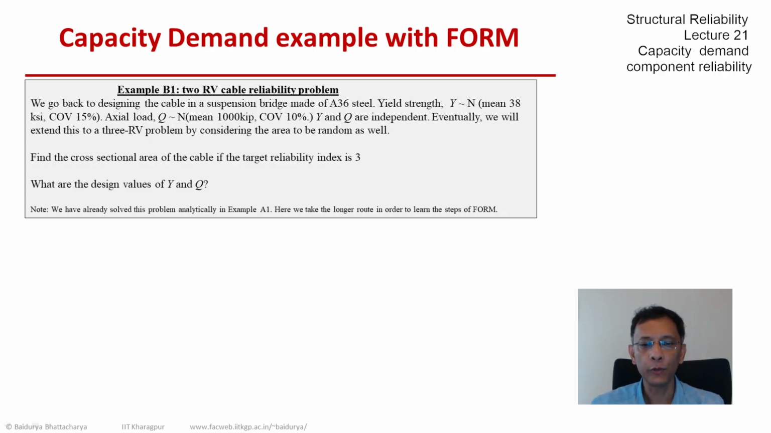The first problem we solve with FORM, we have named it example B1. It's a problem we have actually already solved before earlier in this week. This involves that cable under tension, and now there are two random variables. One is the yield strength, the other is the axial load. We have solved this, but let's take a few seconds to recap, and then we will solve this problem with FORM. So it's a known problem, but now we'll use a different method to solve it.